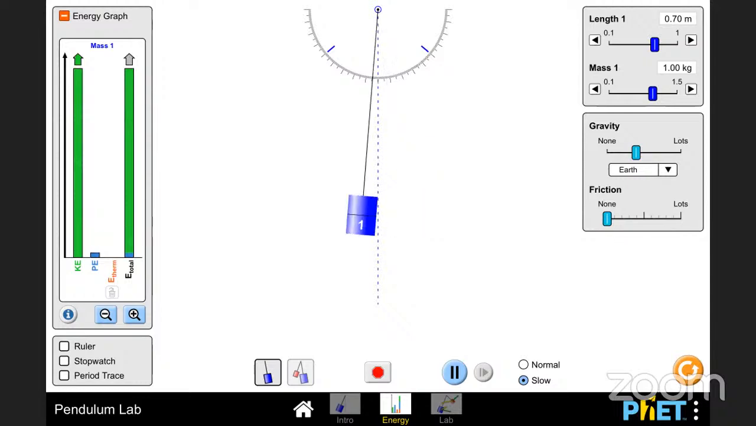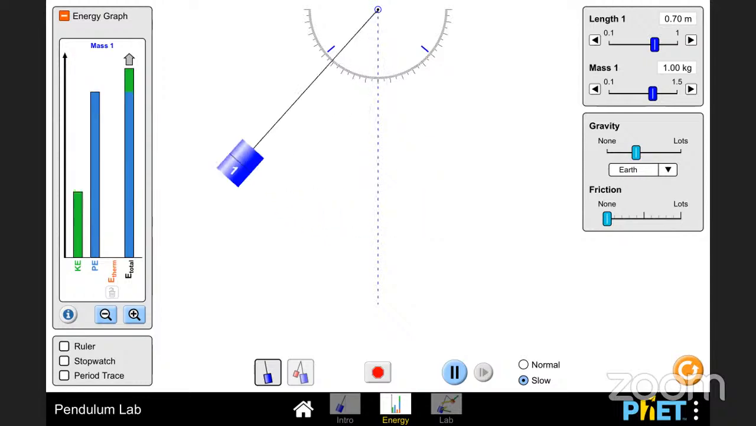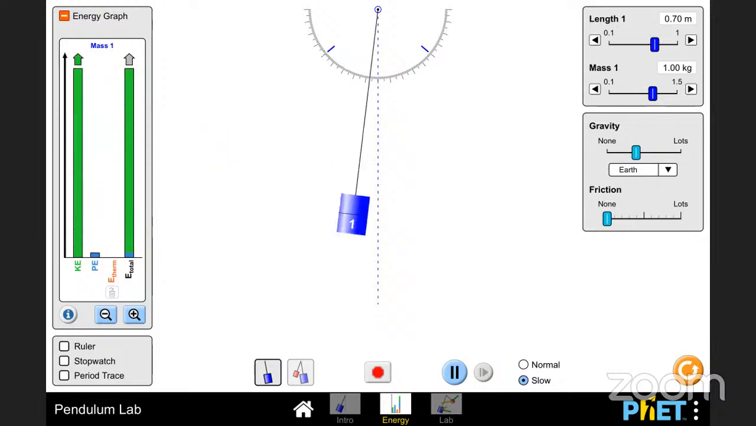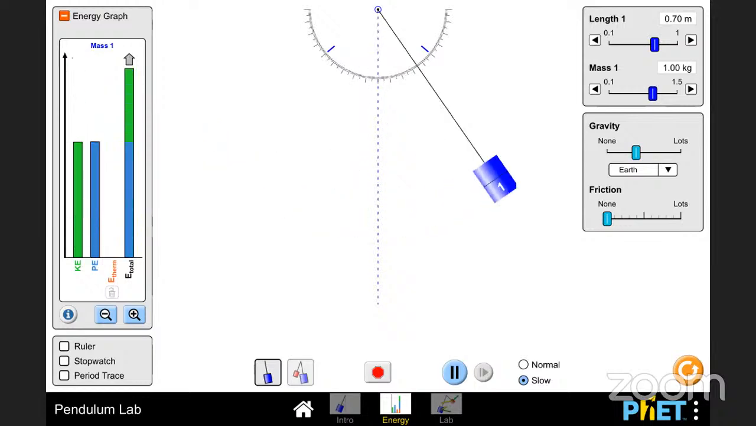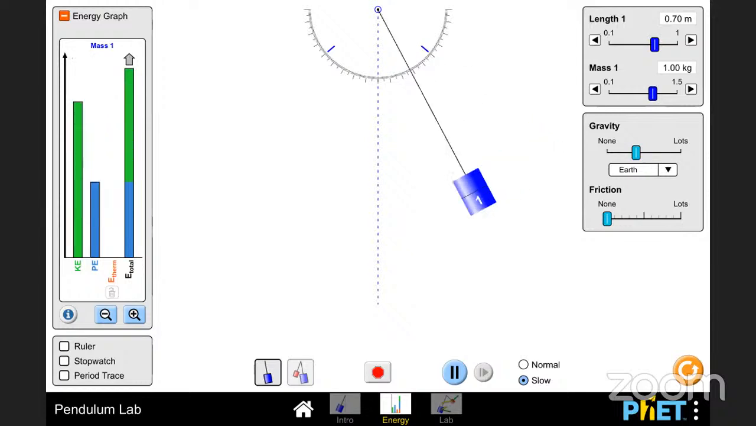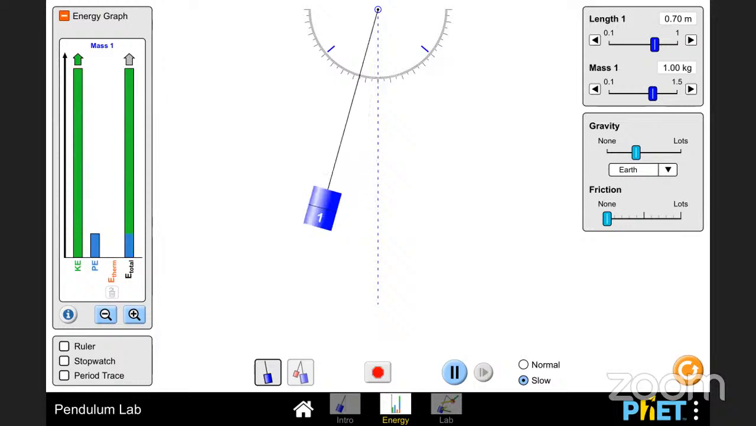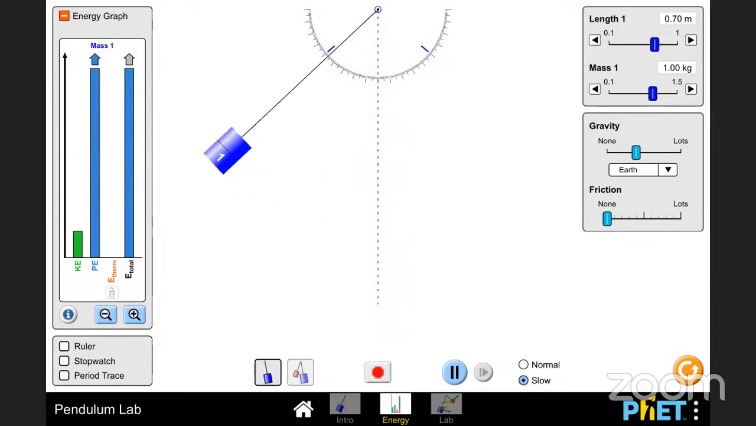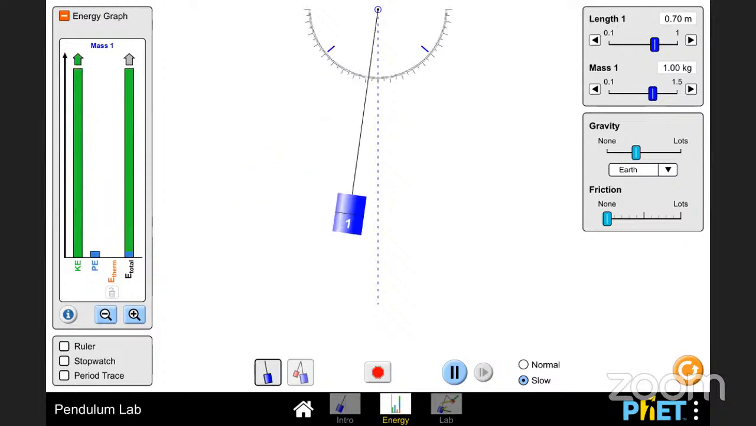Do you think you can sketch the graph? Could you sketch the graph of kinetic and potential as it moves from maximum displacement? Try it now. Let's do a quick little sketch. Let me just lay the foundation here for you.